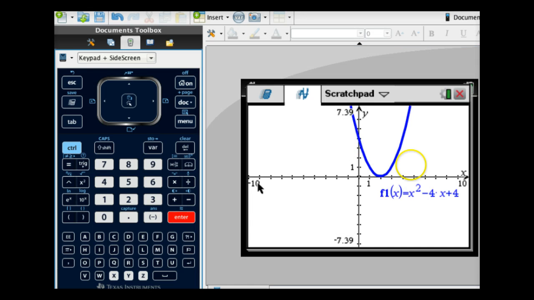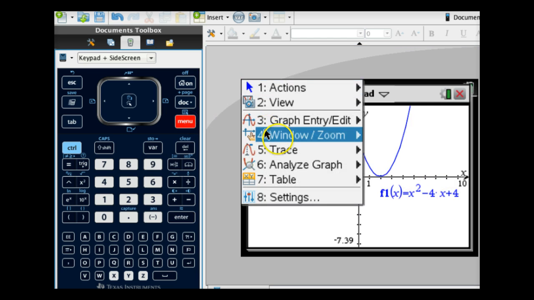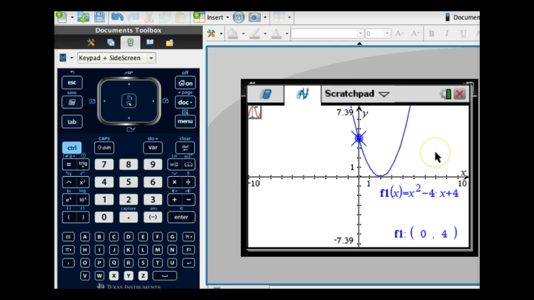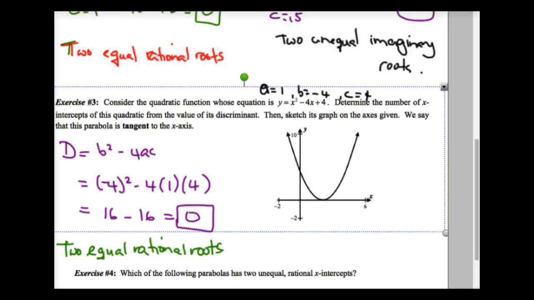You hit enter. You will see that if I go to menu, trace, graph trace, and I go up and down, minimum at 2, 0. So all this is telling you is that when the discriminant is equal to 0, the graph will touch the x-axis one time. So this is what you're sketching, a beautiful graph here.